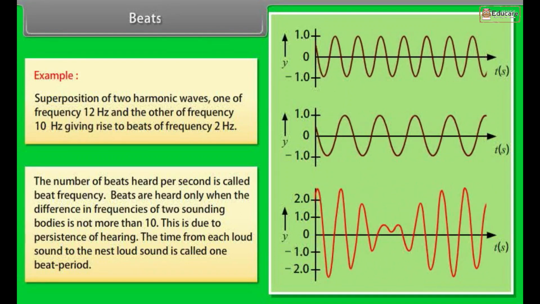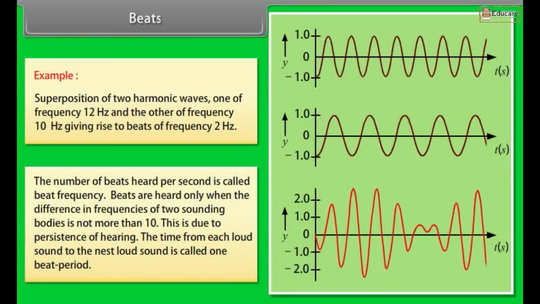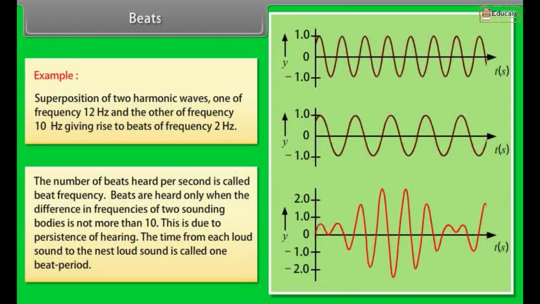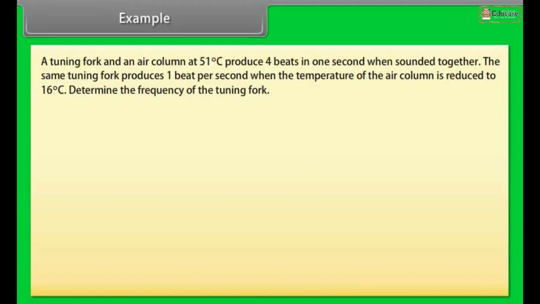Beats are heard only when the difference in frequencies of two sounding bodies is not more than 10 Hz. This is due to persistence of hearing. The time from each loud sound to the next loud sound is called one beat period. Example. Let's take an example of beats. A tuning fork and an air column at 51 degrees Celsius produce 4 beats in 1 second when sounded together. The same tuning fork produces 1 beat per second when the temperature of the air column is reduced to 16 degrees Celsius. Determine the frequency of the tuning fork.